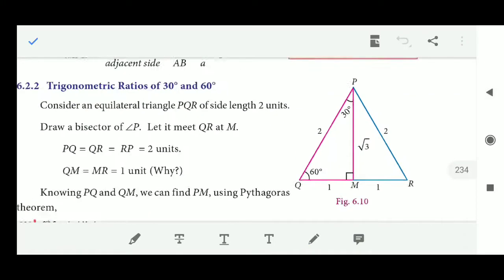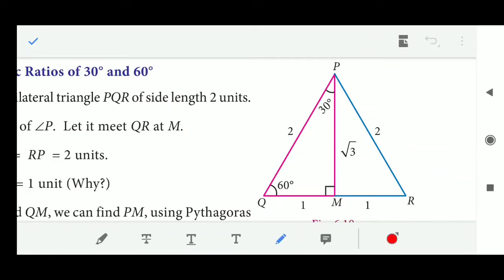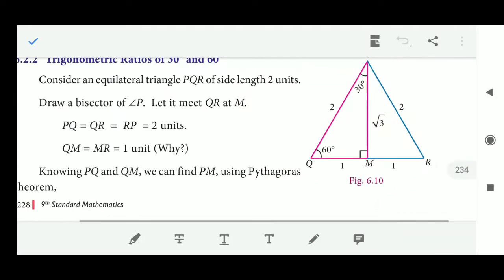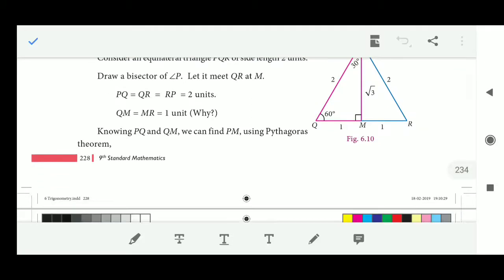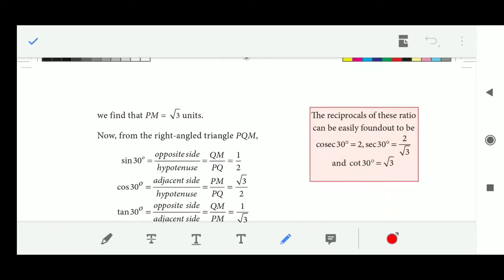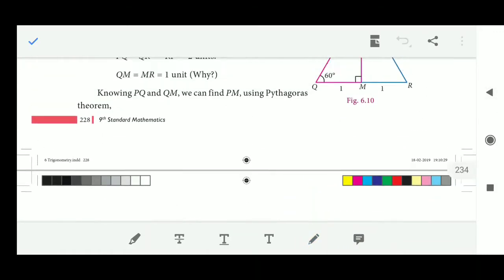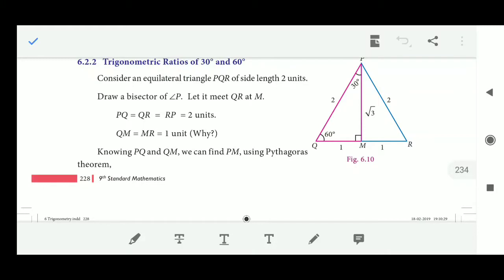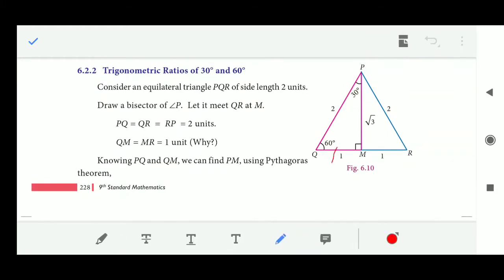For that, consider an equilateral triangle PQR of equal sides 2 units. If we draw a perpendicular PM, we get two right angle triangles PQM and PMR. In this, M is 90 degree, Q is equal to 60 and P is equal to 30 degree. We can get the trigonometric ratio of sine 30 degree from the right angle triangle PQM, which is opposite side by hypotenuse. Here the opposite side is 1 and the hypotenuse side is 2.